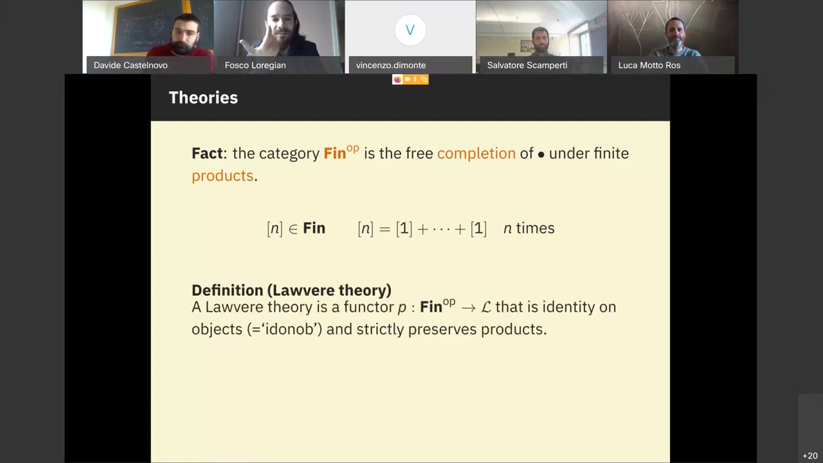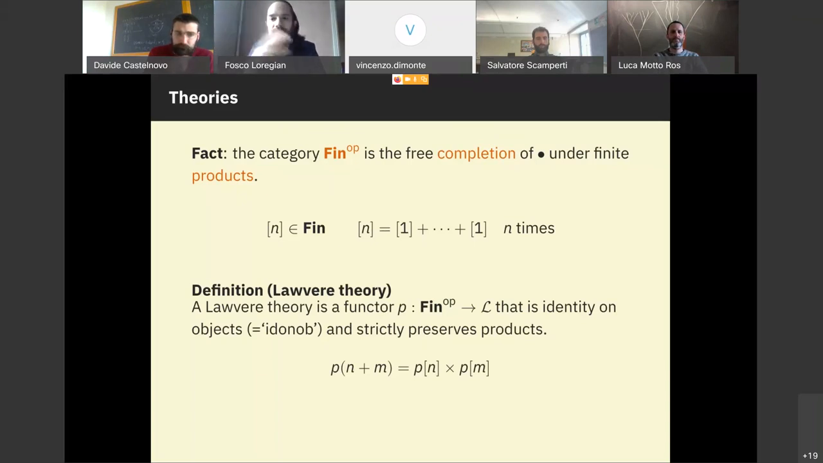And at some point, Lawvere proposed this definition in order to encompass a piece of universal algebra. So we today call a Lawvere theory a functor P from the opposite of the category of finite sets and functions to another category L that has the same objects. So P is required to be the identity on objects. And this functor P is also required to preserve products.